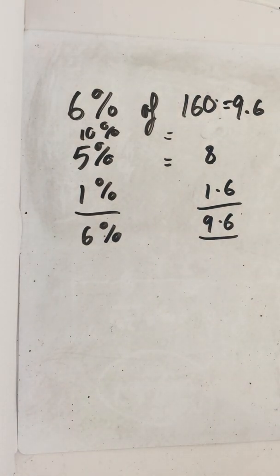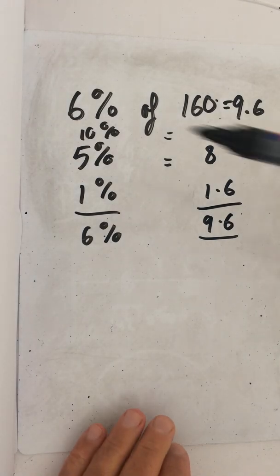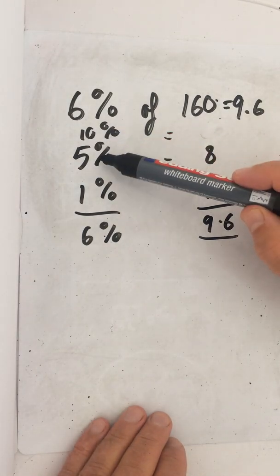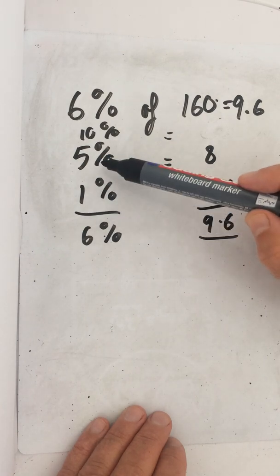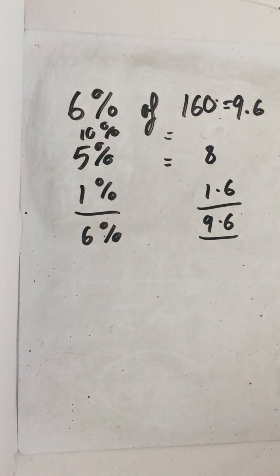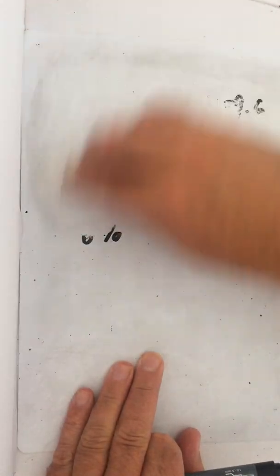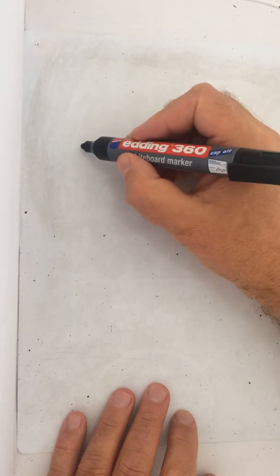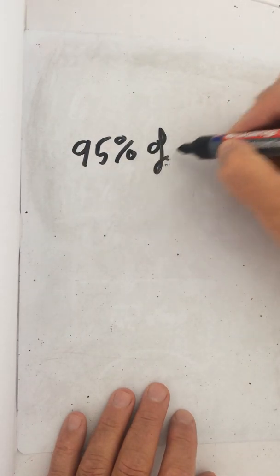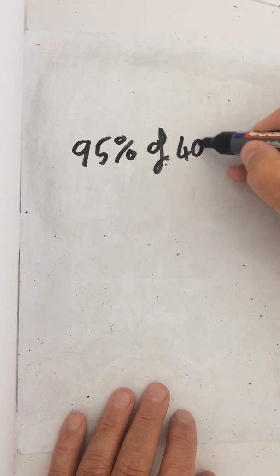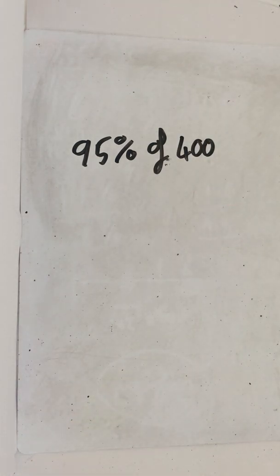You can see it starts getting trickier here. But as long as you can find 10%, you can find 5%. And you can find 1%. So from there you can find 2%, 3%, and so on. You build it up, okay? You build it up. Say, for example, I wanted to find 95% of 400. 95% of 400.